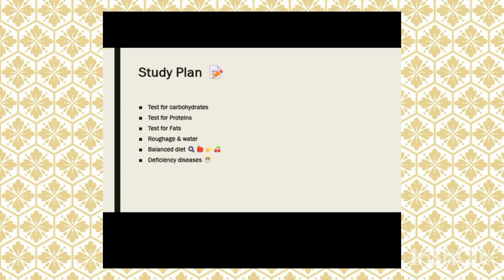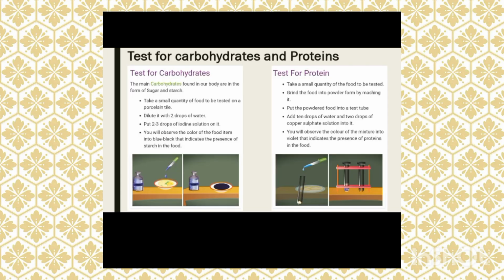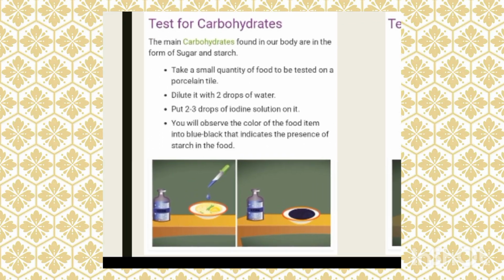Today's study plan comprises the test for carbohydrates, the test for proteins, the test for fats, roughage in water, balanced diet, and deficiency diseases. Moving on to test for carbohydrates and proteins, it's very essential for you to understand. We know what carbohydrates are. But do you know we can test the presence of carbohydrates in our day to day food that we eat? The main carbohydrates found in our body are in the form of sugar and starch.